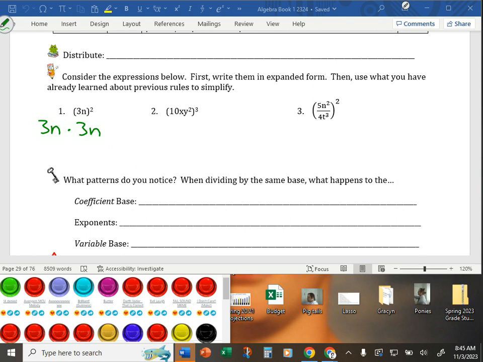So if we want to write this simplified, how many 3's do we have all being multiplied together? Yep. 2 of them. How do we write 3 times 3? 3 squared. How many n's do we have multiplied together? 2 of them, right? N times n is n squared. So the simplified form of 3n in parentheses squared is 3 squared n squared.